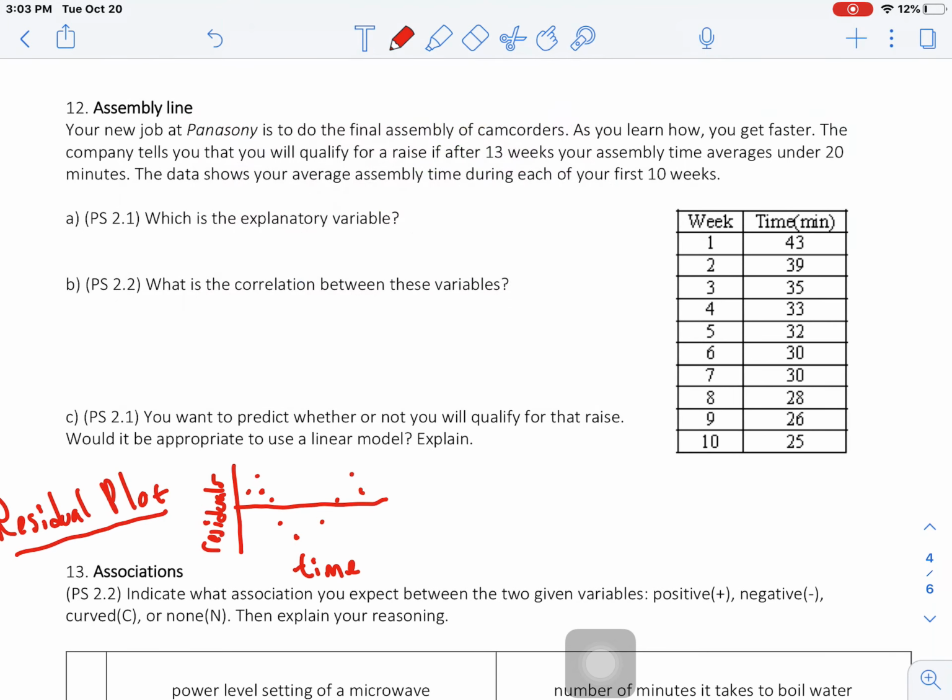I'm going to go through number 12 here very quickly, which is the explanatory variable. Remember, we have explanatory and response variables. Explanatory being the x. In this case, we have weeks, right? So weeks worked.